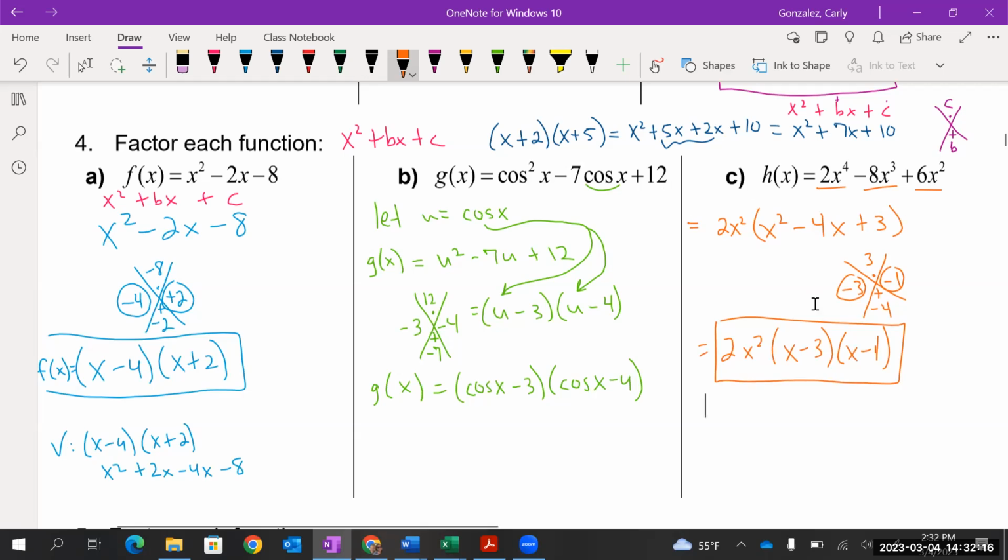And if you were to multiply this out to check it, I recommend you just multiply these 2 out first inside the parentheses, simplify, get your results, and then multiply it by that 2x squared.